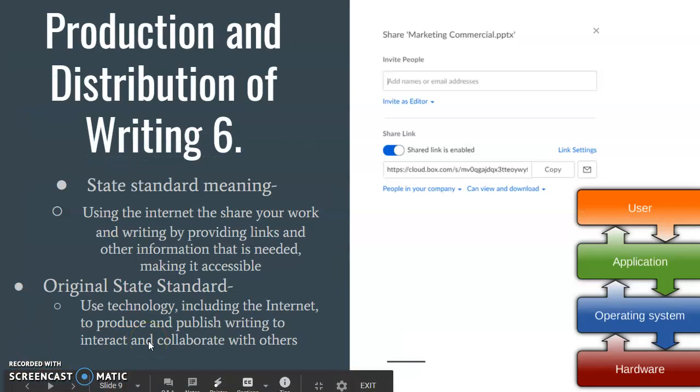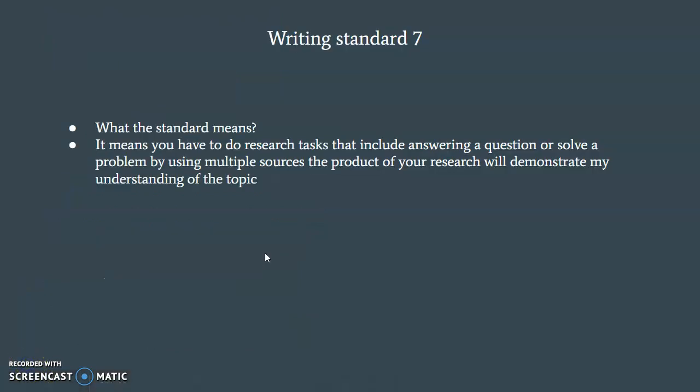Production and distribution of writing. 6. State standard, meaning using the internet to share your work and writing by providing links and other information that is needed, making it accessible. Original state standard: use technology including the internet to produce and publish writing, to interact and collaborate with others. What the standard means.